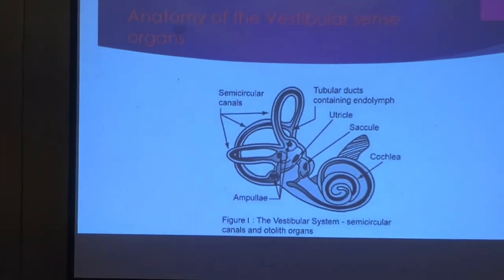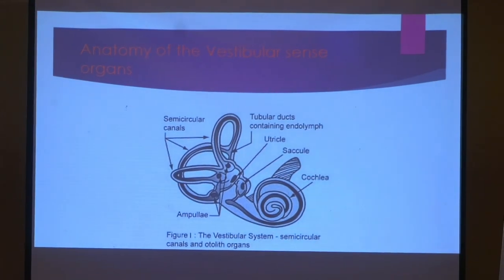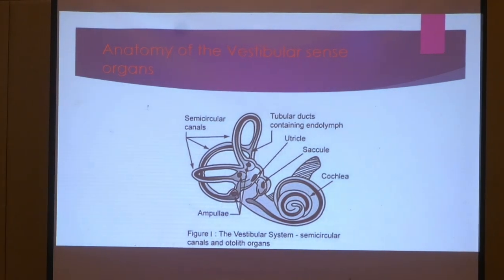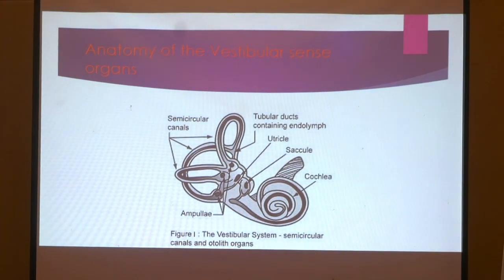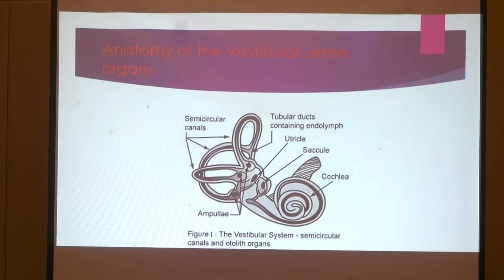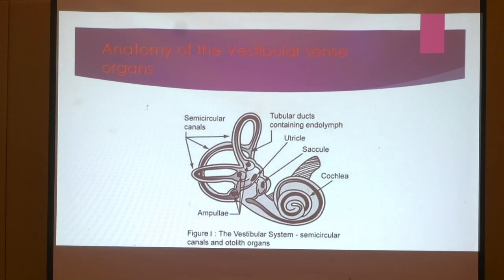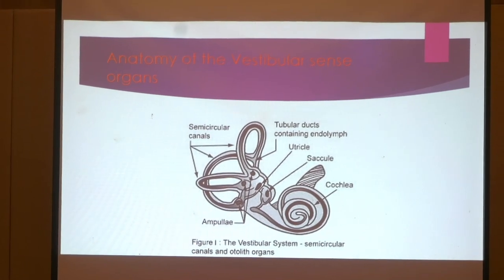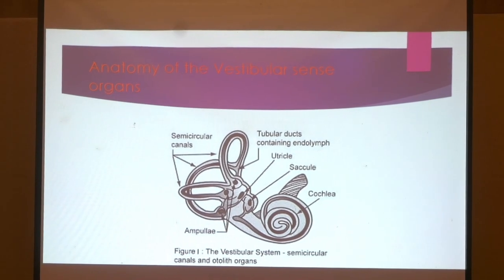So let me begin with the anatomy of the vestibular sense organs. I believe there are a few non-ENT colleagues as well in the crowd, so these are a couple of slides for them, just to help them understand why BPPV reoccurs. If you look at the anatomy of the vestibular system, our inner ear has five vestibular sense organs: the three semicircular canals, the utricle, and the saccule. Five on either side.